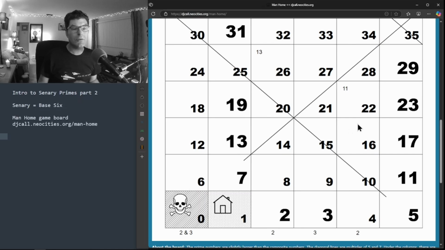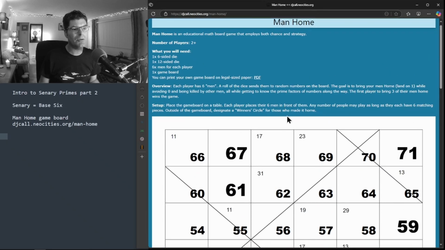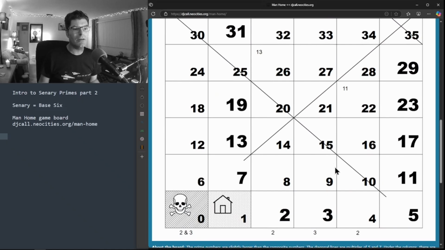So this is a game board from a game that I made on my website called Man Home. You can check it out if you want. I'll put a link in the description. And I'm just using it to illustrate how I like to view the number line.